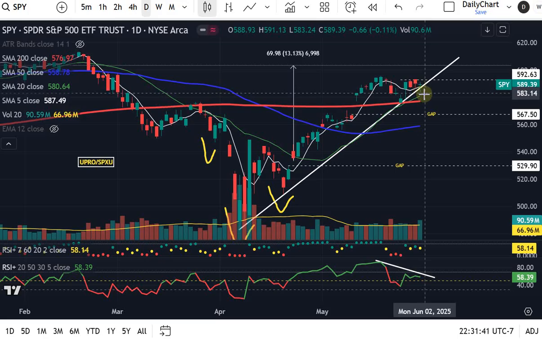If it breaks down and closes below this 5-day moving average, which would also be the upward trend line, we could see the next stop could be the 200 or all the way down to this gap fill. Worst case scenario would be the 50, but we'll have to take one step at a time and see which way it goes here.